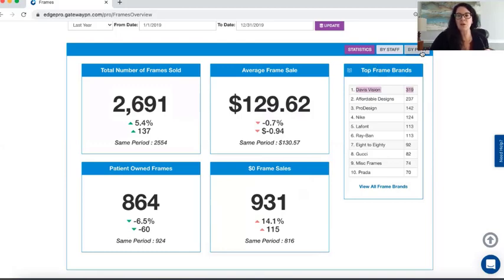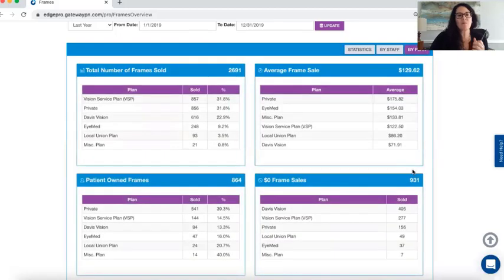We're going to dive over here to Buy Plan. And what you're going to see here is that VSP is actually our number one managed care plan. Of all the total frames sold, it comes in at about 32%. Taking a look over here at our average frame sale, we can see that for VSP, the average frame sale is $122.50. This is patient paid. This is a great number.